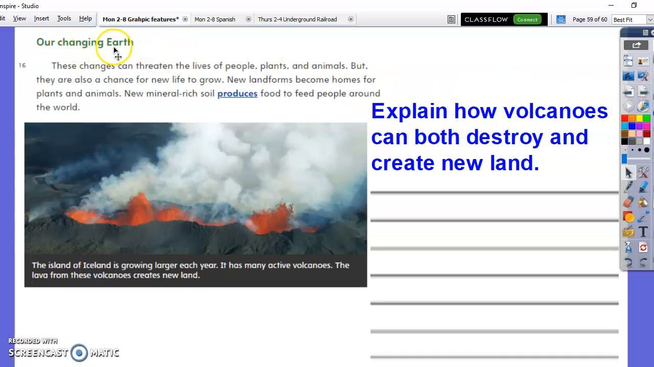Our changing Earth. These changes can threaten the lives of people, plants, and animals, but they are also a chance for new life to grow. New landforms become homes for plants and animals. New mineral-rich soil produces food to feed people around the world. And here it says the island of Iceland is growing larger each year. It has many active volcanoes. The lava from these volcanoes creates new land. Explain how volcanoes can both destroy and create new land.